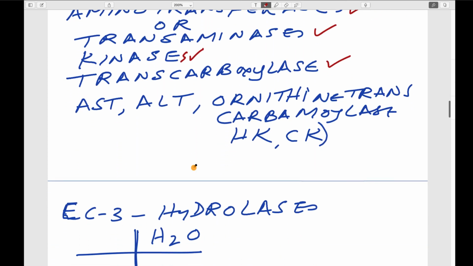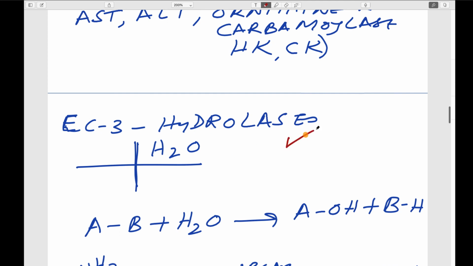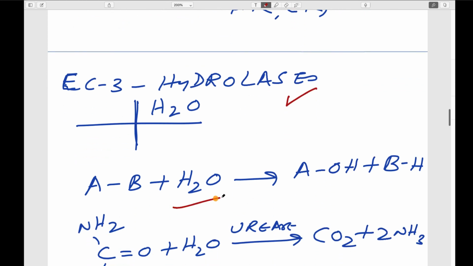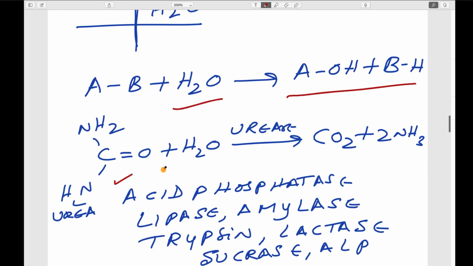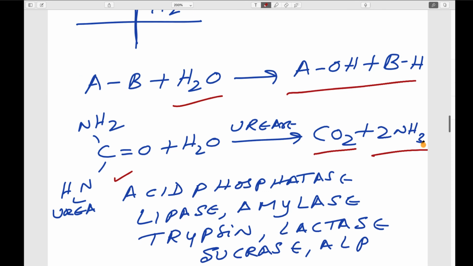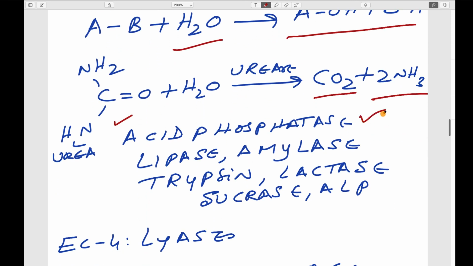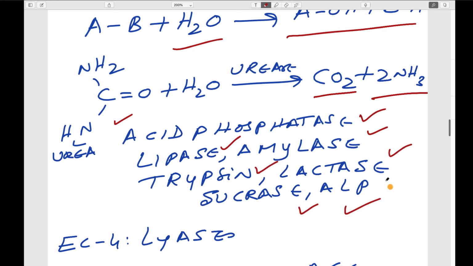Then the third one is hydrolases. Here, in the presence of H2O, the breaking of the bond takes place. The example given here is urea, the end product of amino acid catabolism, which leads to carbon dioxide and ammonia. The enzyme examples are acid phosphatase, lipase, amylase, trypsin, lactase, sucrase, and alkaline phosphatase.